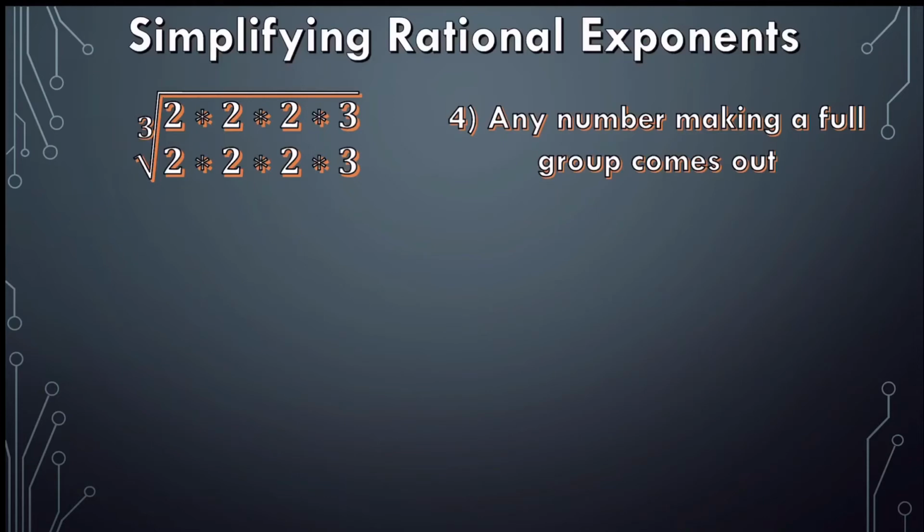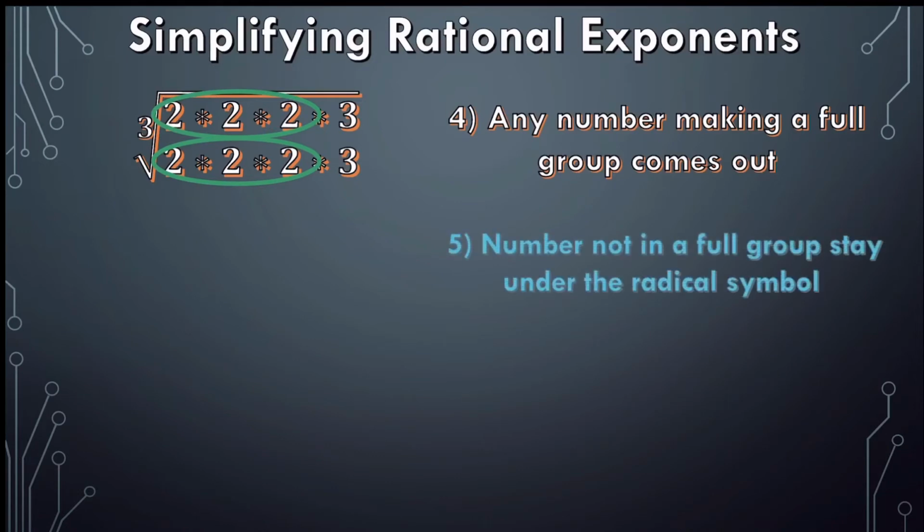Now we said I need 3. Okay, there's a group of 3. There's a group of 3. Not the number 3, but 3 of the same number. That is what's going to come out. Okay, so I'm going to bring out a 2 and then another 2. I'm not bringing out 6 2s. I just made a group of 2s. How many groups of 2 do I have? 2. Any number not in a full group stays inside.